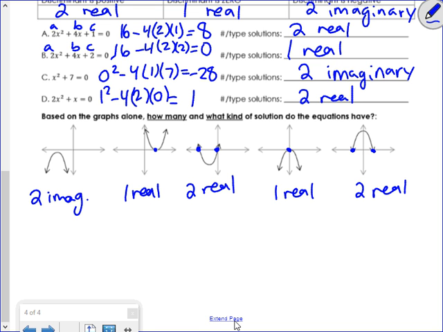Yes? No, because your quadratic formula can't hit the x-axis more than twice. You'll either have, these are the only options. 1 real, 2 real, or 2 imaginary.